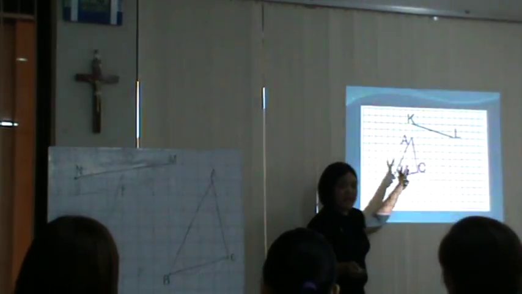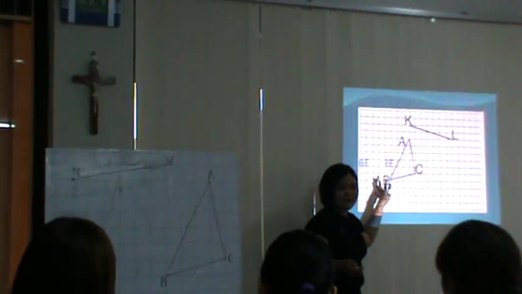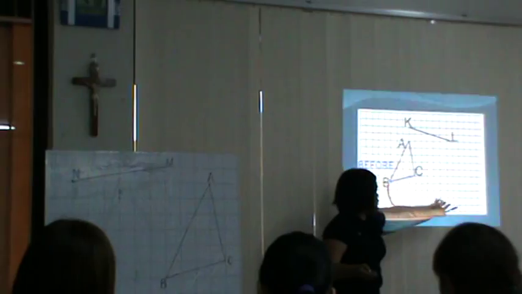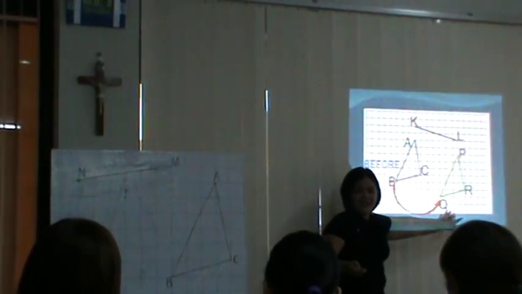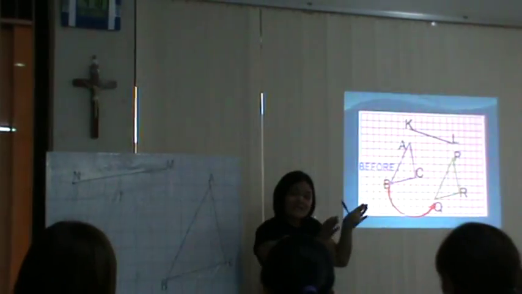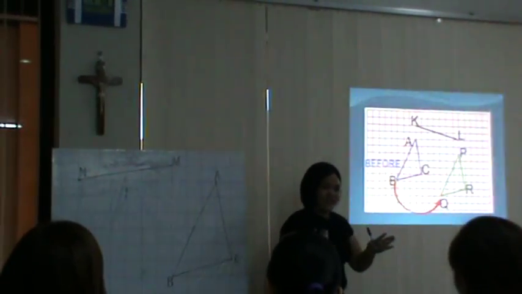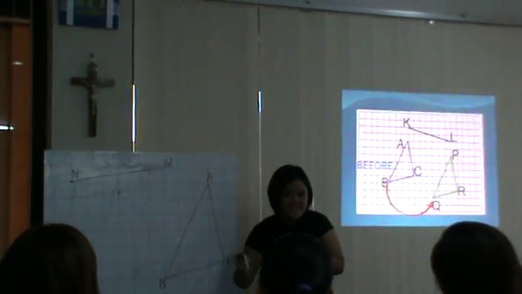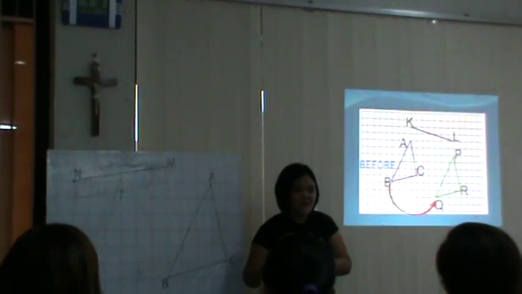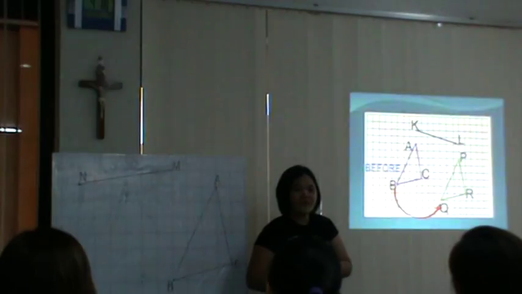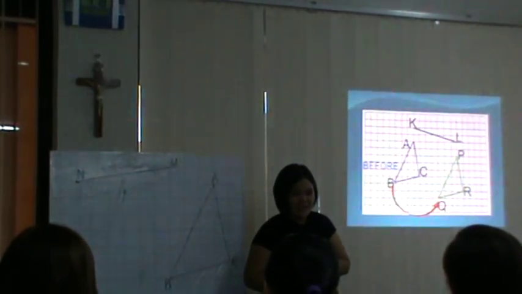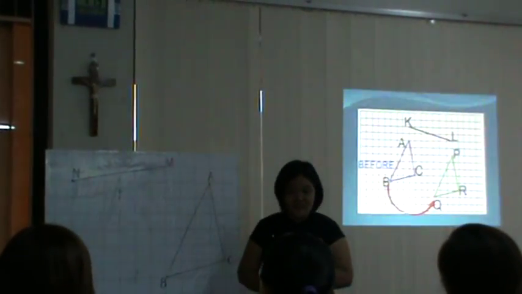triangle ABC from this point to its new position at this point. If you notice, the triangle seems to slide in one direction and it has been translated, following the direction of KL and the length of KL. Okay, is there any question?